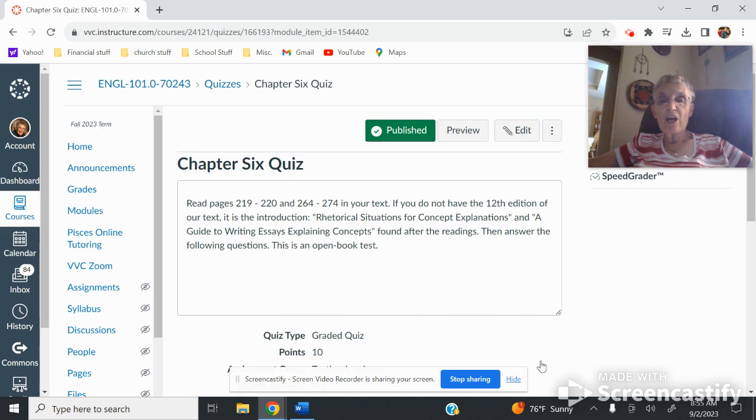And then there's chapter 6, rhetorical situations for concept explanations. Okay, so those are the two. If you have the 12th edition of our text, it's in those pages. If you don't have the 12th, then if you have an older edition, it's those chapters. And it's open book.